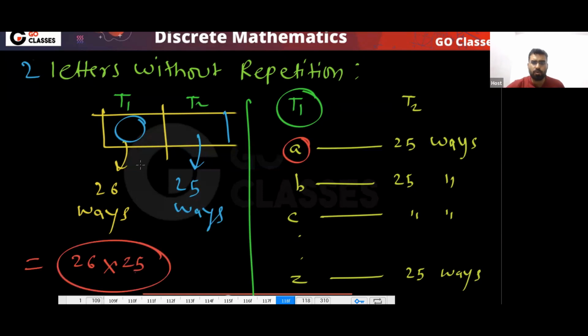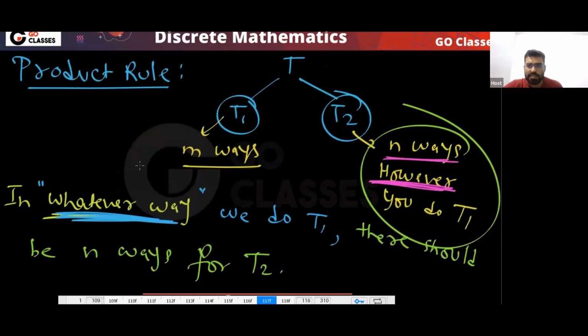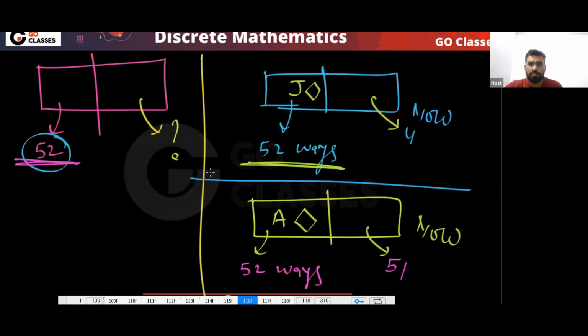But here, can you apply the product rule in this case? So here you cannot apply the product rule, because for different ways, if I put this here, then there are 4 ways, and if I put this here, then there are 51 ways. So you cannot apply the product rule directly. Because of this, I can say this answer is wrong.